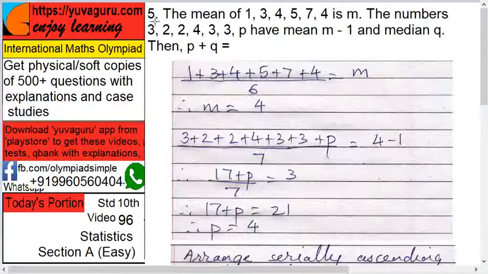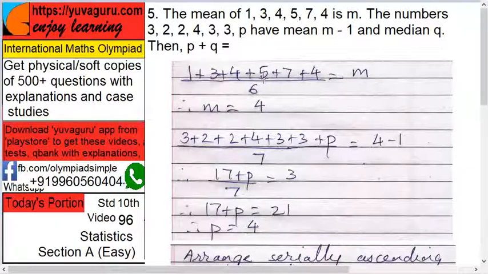The numbers 3, 2, 2, 4, 3, 3, P have mean M minus 1 and median Q. Then P plus Q is? Here the problem is very simple. First find M. It is given mean. How to find mean? Mean is add all the numbers divided by total numbers.